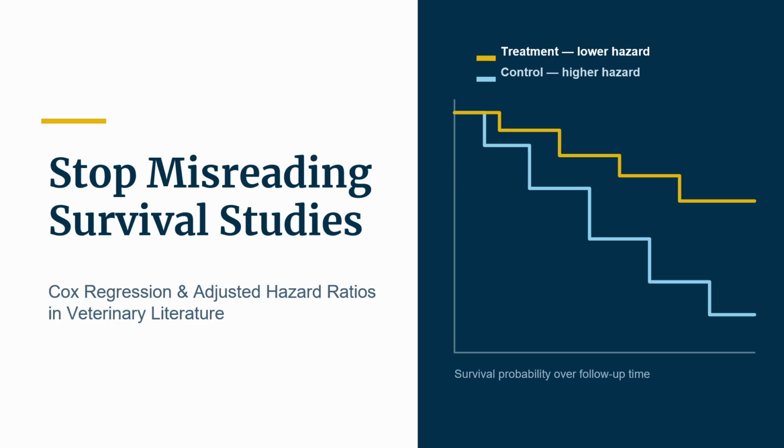By the end of this talk, you'll know exactly what a hazard ratio means, how to read a Cox regression results table and forest plot, and how to spot when the key assumption of Cox regression, proportional hazards, might be violated. Let's get into it.